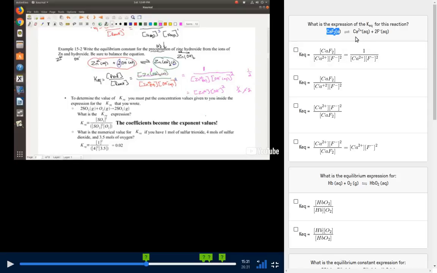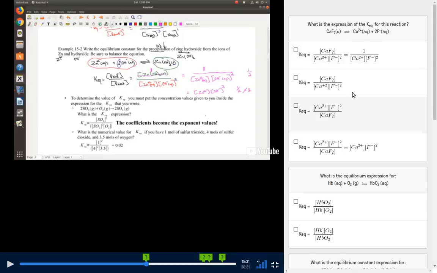So first of all, in order for it to be correct, the products right here had to be on top because it's products over reactants. So that means this one could not be right because this is the reactant. There's the reactant. So that one's wrong. And this one is also wrong for the same reason. So it's either going to be this answer or this answer. One of these two, because these two have the product first.